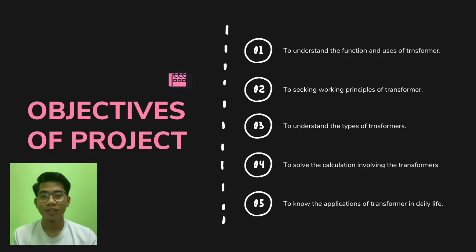My name is Muhammad Ikmal Mustaqim bin Badrun. My part is the project objective. Our objective is to understand the function and uses of a transformer. Next, to seek the working principle of a transformer. The third one is to understand the types of transformer. Next is to solve the calculations involved in a transformer. The last one is to know the application of transformers in real life.